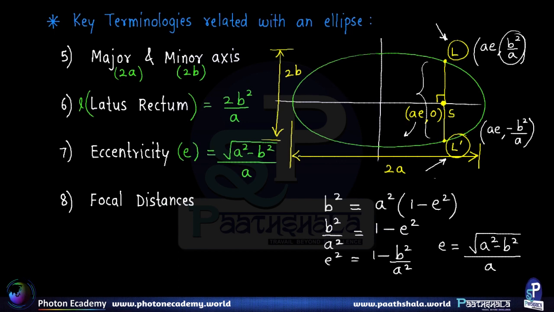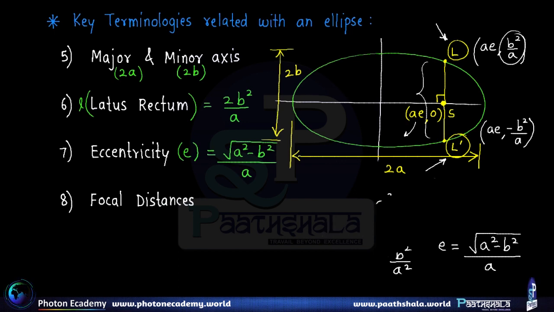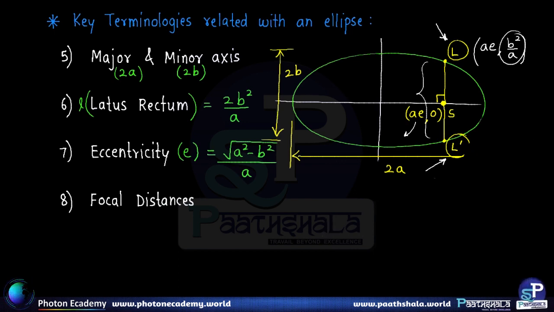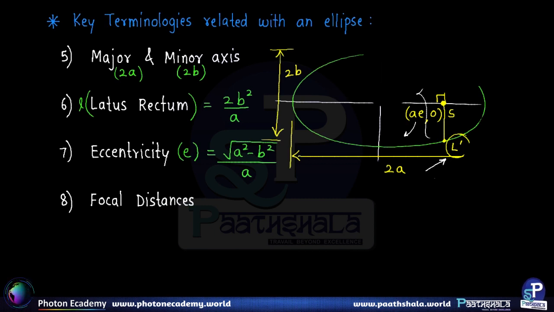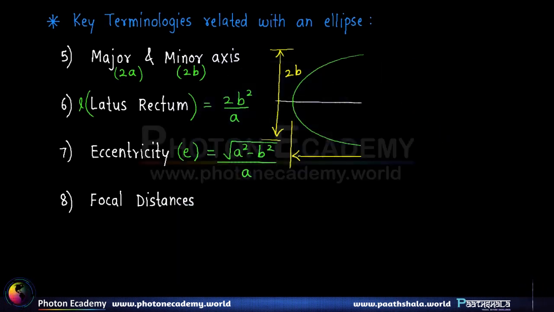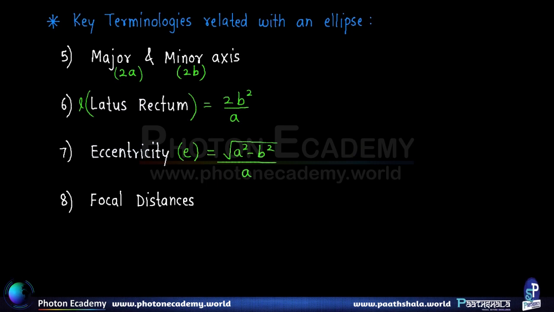Right. And lastly we have to consider the focal distances. By focal distances it means the distance of any point on the ellipse from the focus of that ellipse. So basically since there are two foci, it could mean two possible distances. Okay, let's see how to derive that.